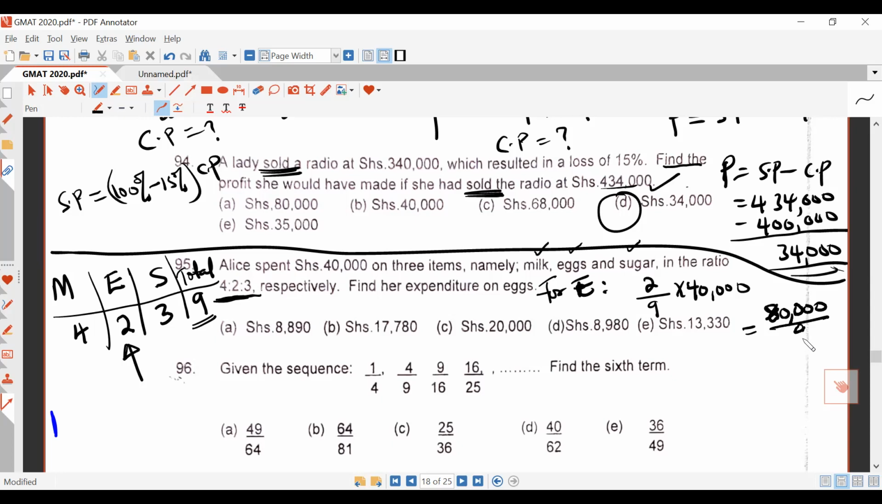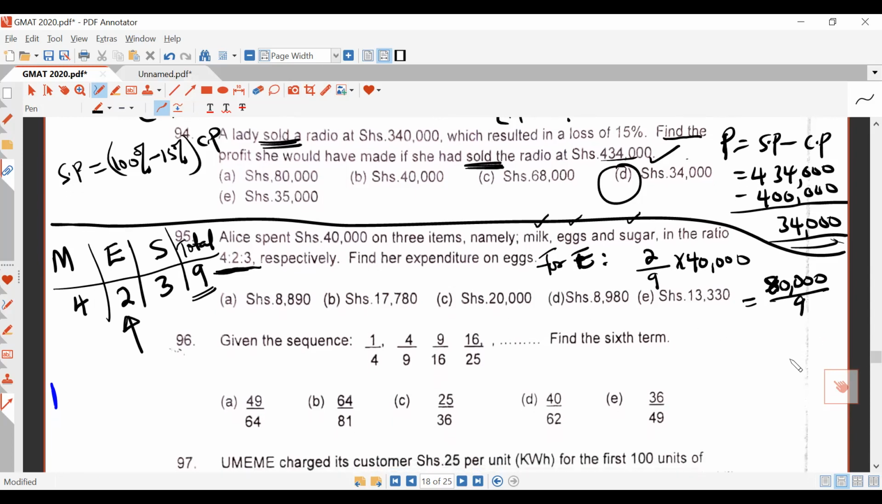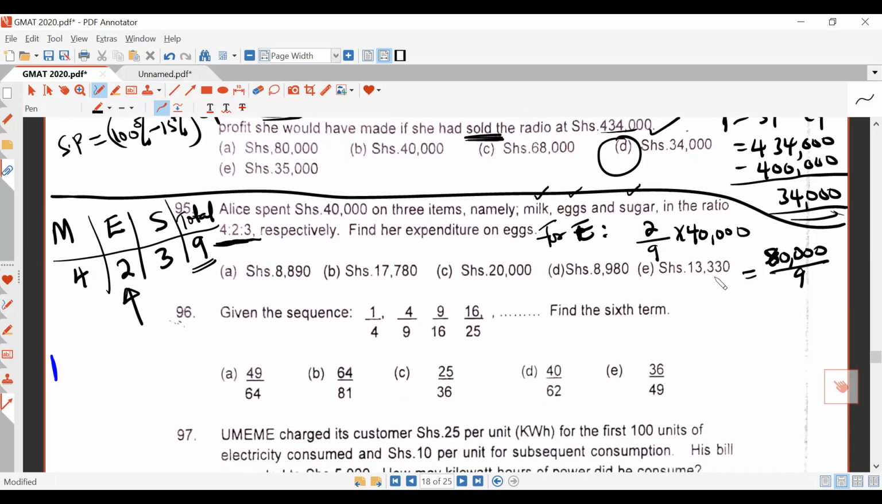Multiplying the numerator, we shall have 80,000 divided by 9. Now, is that divisible? So that means that it is not divisible. At this point, let's first do this, then I'll give you some tips on how to find whether a number is divisible by this. But first, let's use long division and see whether we can get the answer.